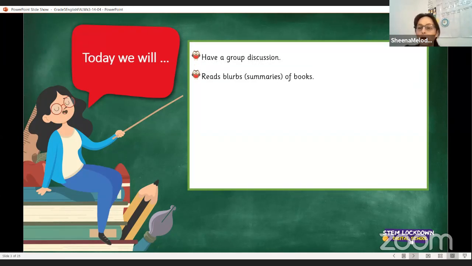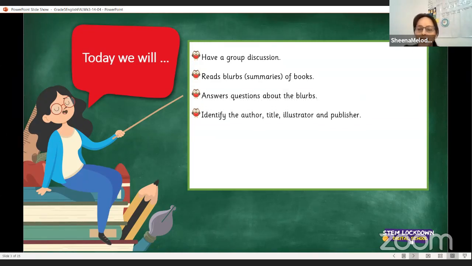And then in today's lesson we're going to do book reports and book reviews. So it's all about how to look at a book and how to get to know what's in the book. We're going to do that, and then we're going to answer questions about it, which shows that you kind of know what it's about. We're going to identify who the author is, the title, the illustrator, the publisher.